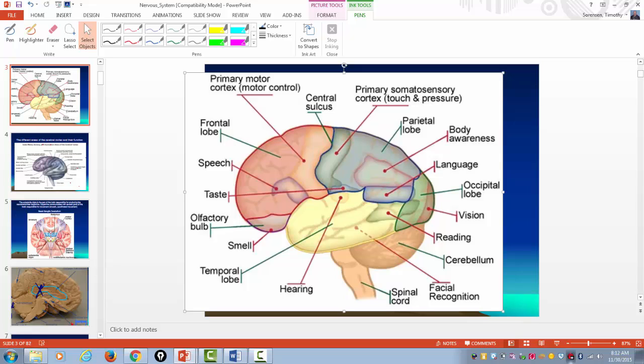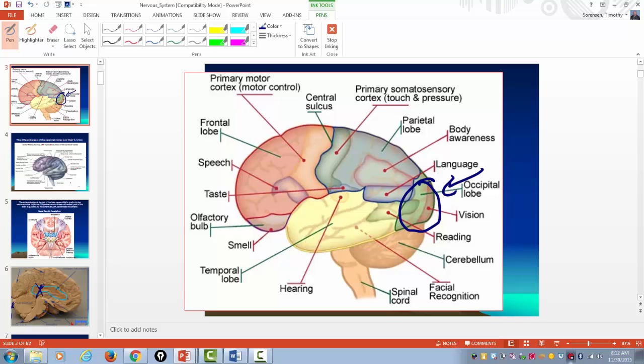So now let's get to the cerebral cortex, the outer part of the brain. And this is where you get into some more of the specialized functions of the brain. First of all, you have the occipital lobe. And the occipital lobe is involved in vision.